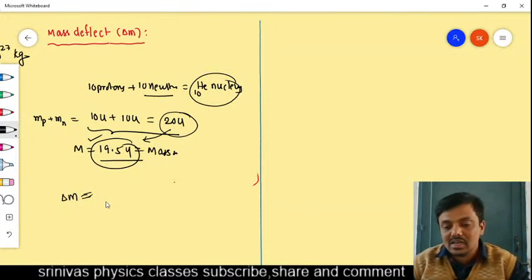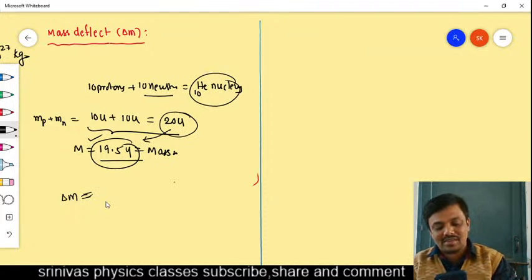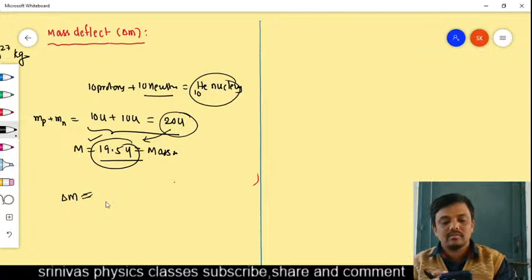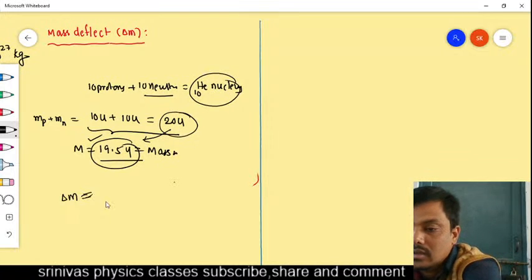Have you understood? Is it clear, students? This is the most important point here. What is the mass defect? Have you understood, students? Write in the chat box.